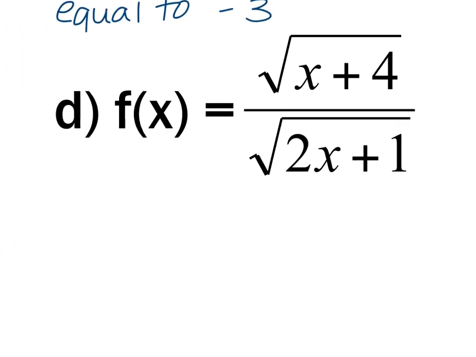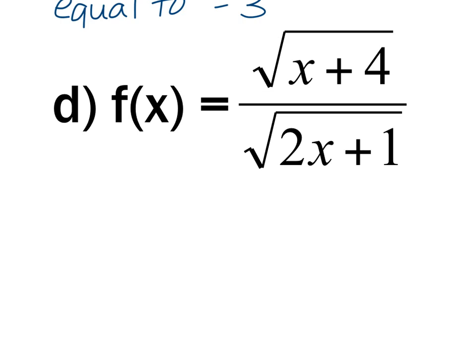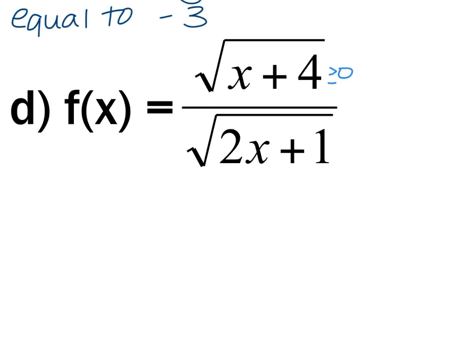And then look at D. So what's happening here? There's 2 things happening, right? There's a square root in the top and there's a square root in the bottom. So I have to say that the top has to be greater than or equal to 0, which means x has to be greater than or equal to -4. And there's a restriction on the bottom that says that 2x plus 1 has to be greater than 0. It can't equal 0 anymore. So I'd get 2x has to be greater than -1 and x has to be greater than -1/2.